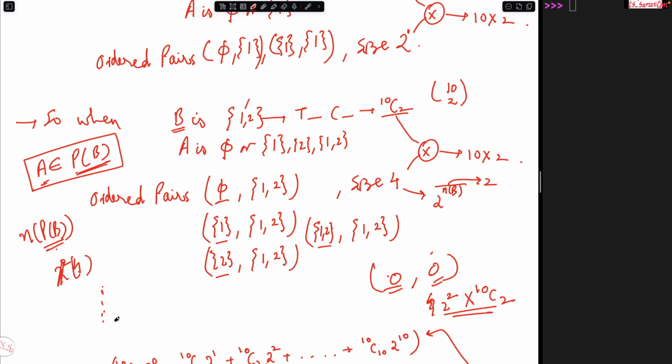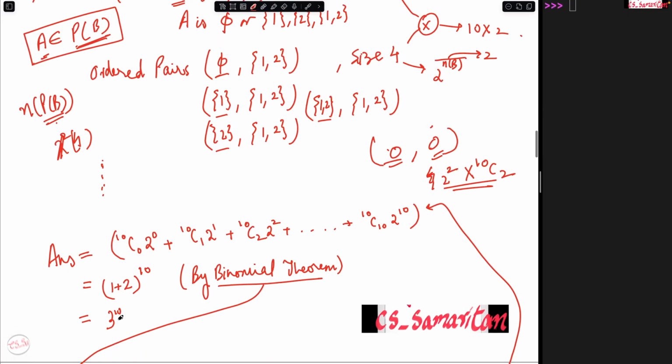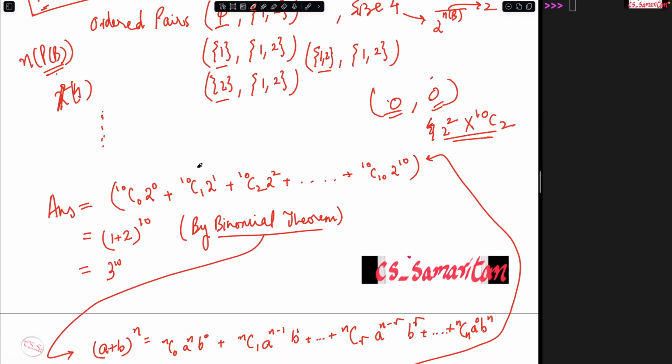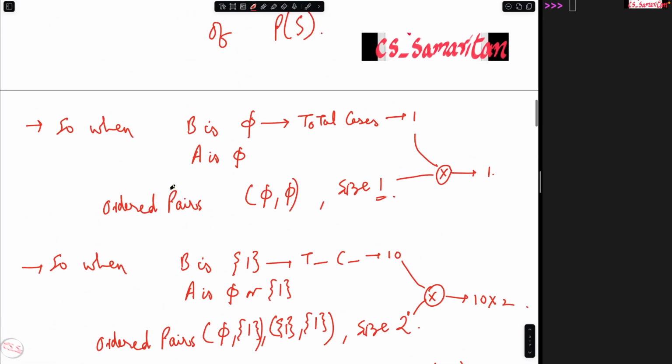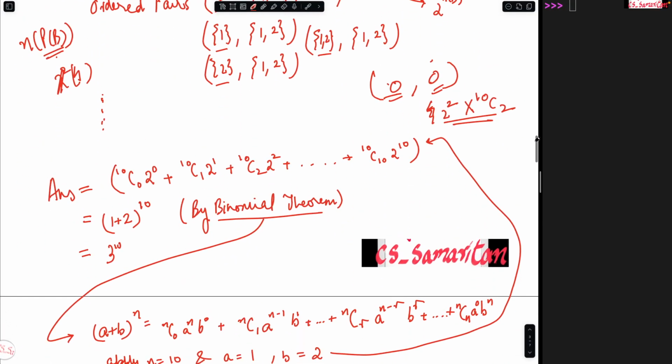This is enough to get you accustomed to the pattern that you're going to actually get, and the answer is going to be equal to 10C0. This is the first part when we took B as 5. The cases are 1 and 1, the answer is 1. That is basically equal to this 10C0 times 2 raised to the power of 0. 10C0 is going to give you 1, this thing is going to become 1, this thing is going to become 1, and the answer is going to be 1, right?